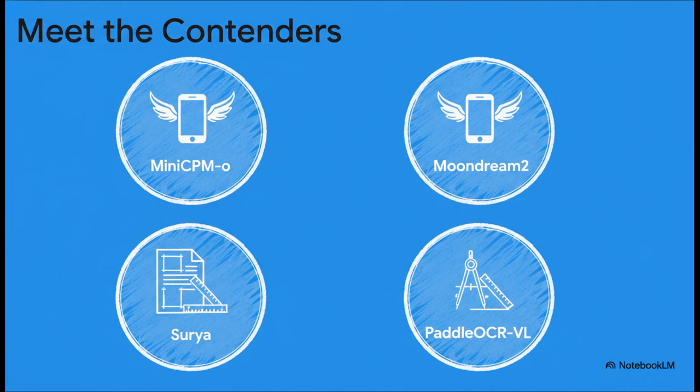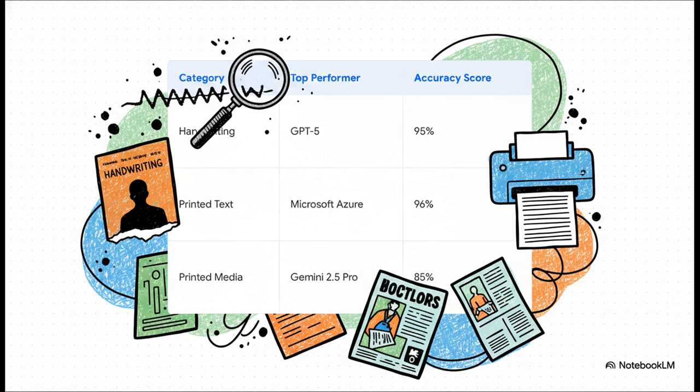And what's so cool is that a whole ecosystem of these tools is popping up. The KDnuggets review lays it out beautifully. You've got these lightweight champions like MiniCPM and the tiny Moondream 2 that are perfect for running on your phone. Then you have these heavy-hitting specialists like Surya and PaddleOCR-VL that are absolute masters at analyzing complicated layouts. So, if we pull this all together, the AIMultiple benchmark gives us a pretty clear winner's circle. For the absolute toughest handwriting challenges, GPT-5 is your champ. For high-volume, standard printed stuff, Azure is a super solid choice. And for really complex visual things like posters or ads, Gemini 2.5 Pro is taking the crown.